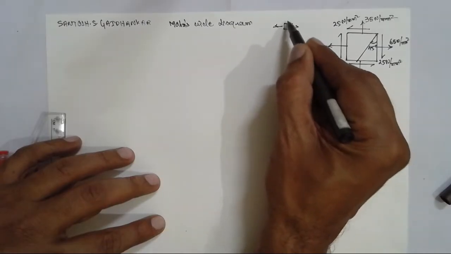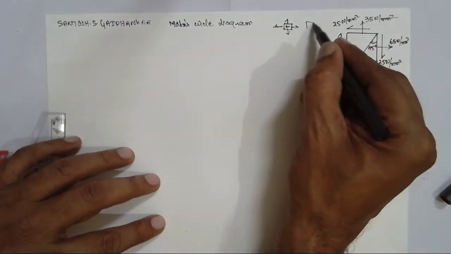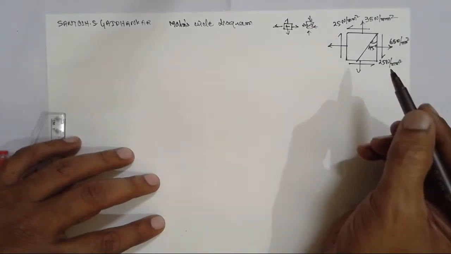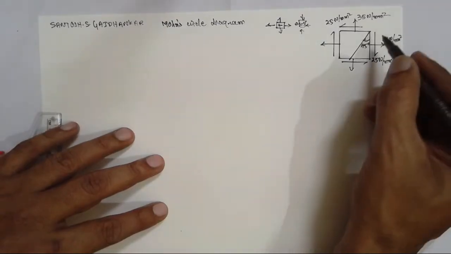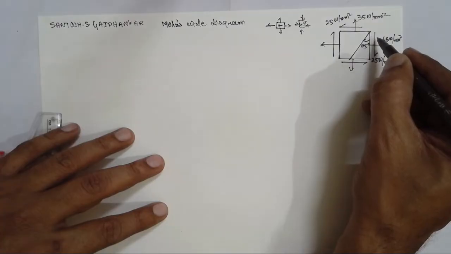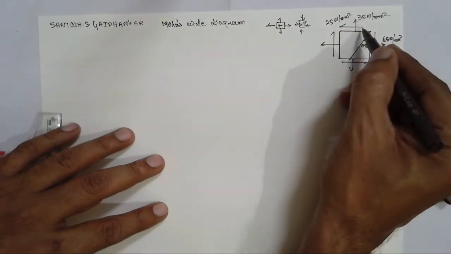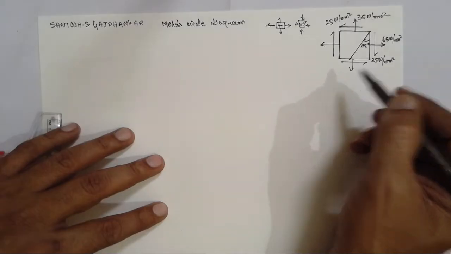This one I will refer to as positive sign, tension. If the stresses are acting towards the center, I will refer to it as compressive stress, that means negative. Now, if the shear is rotating clockwise, I will consider it positive. If the shear is rotating anti-clockwise, I will consider it negative.